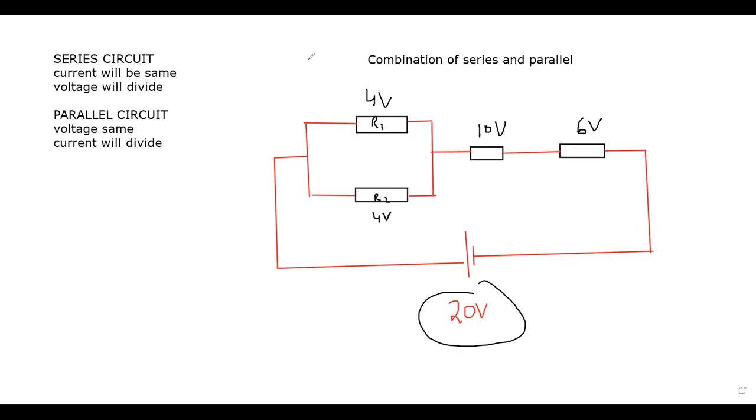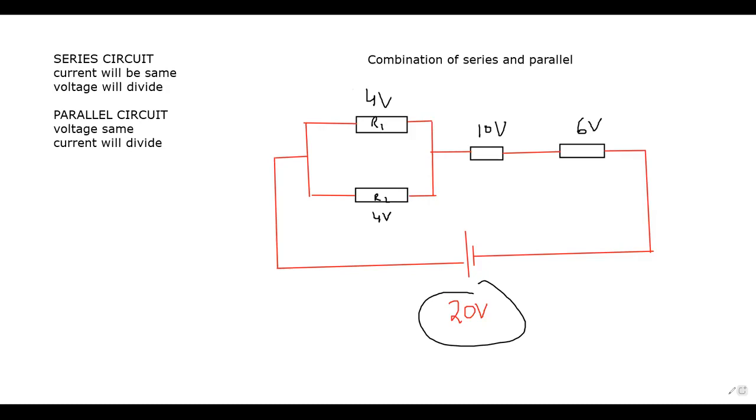So in parallel, even if there is another component, it will also receive the same voltage that is across the parallel combination. Is it clear? So voltage is the same in parallel and divided in series, whereas current is the same in series and divided in parallel. Now some questions we will solve related to this electricity.